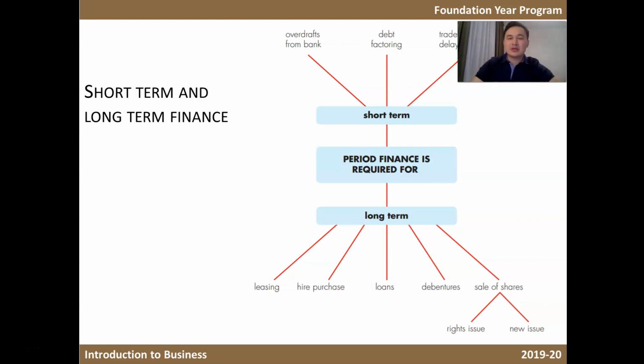Now, the short-term can be overdrafts from banks. Now, what's the difference between loans and overdrafts? The loan is a long-term borrowing. Okay, so if you're borrowing from the bank for more than 1 year period, it's going to be called a loan. If it's less than 1 year, it's going to be called an overdraft. That's it.